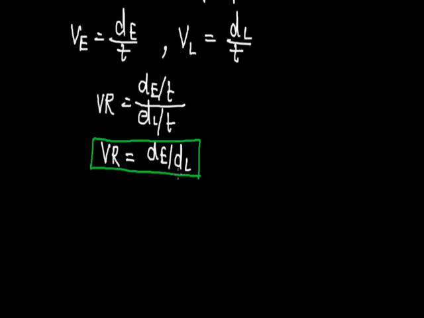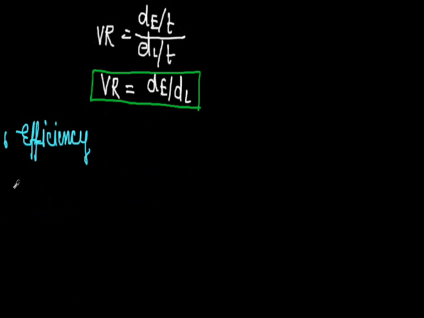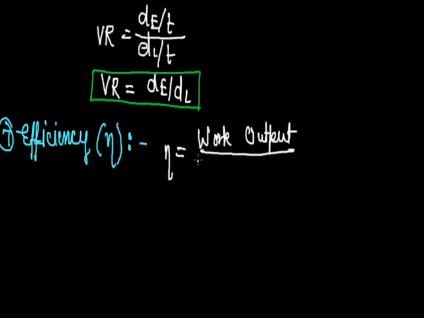Now next, efficiency. In symbolic form, it is written as eta. And efficiency of a machine is the ratio of useful work done by the machine to the work put into the machine by the effort, or we can say output upon input. So we can write here efficiency eta equals work output upon work input.